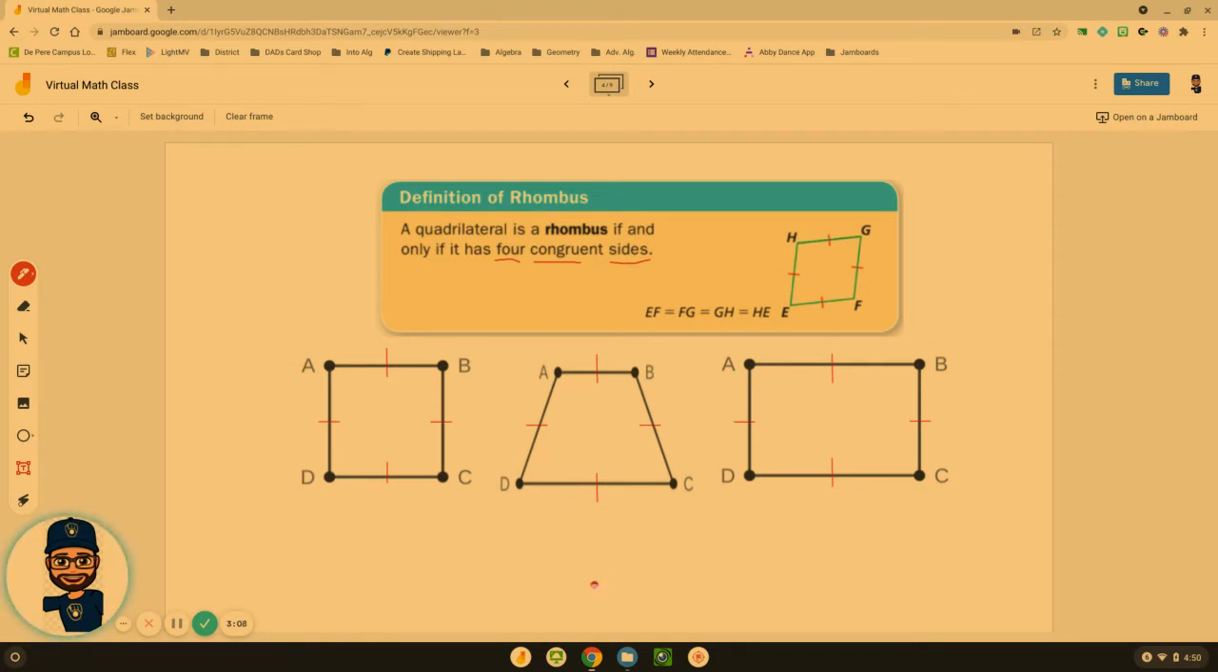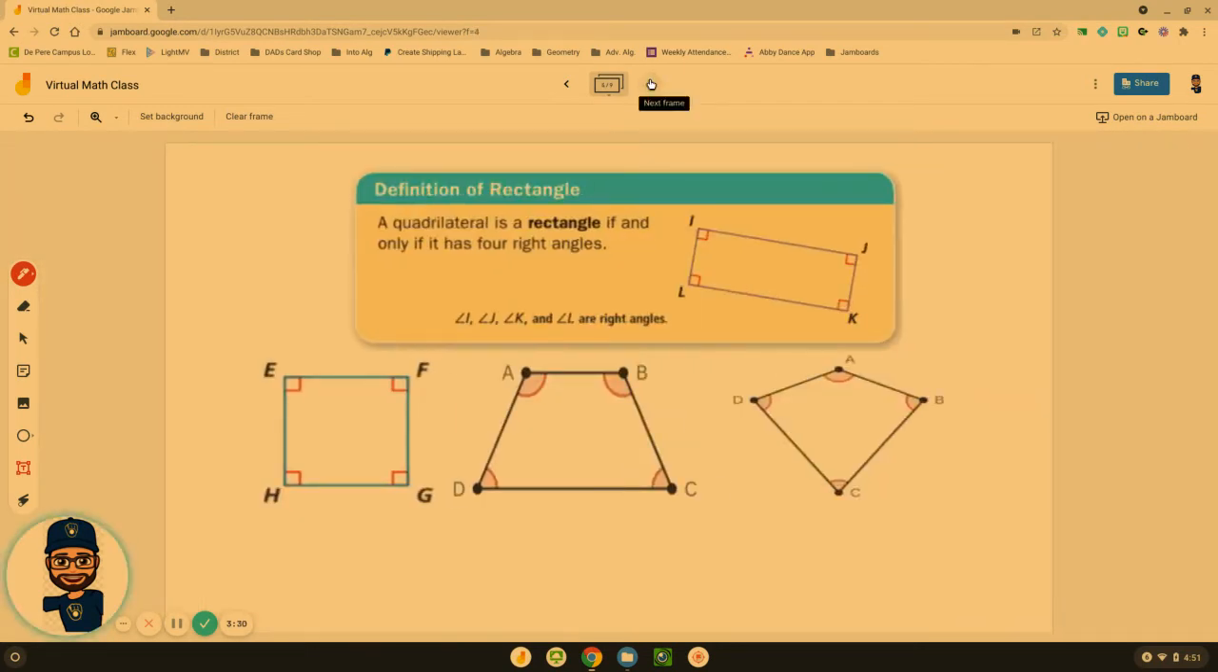Even in these two pictures, even though it may look like the left and the right or the top and the bottom aren't the same, based upon the evidence and the markings, we can definitely see that all four sides are congruent because of those marks. Okay, it's that evidence. Now let's talk about the rectangle.